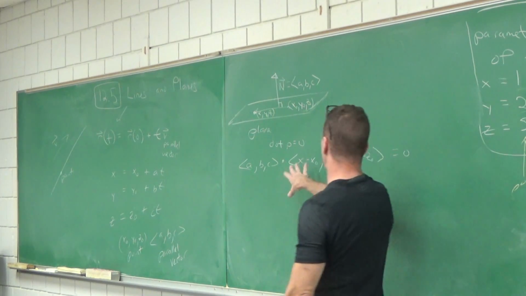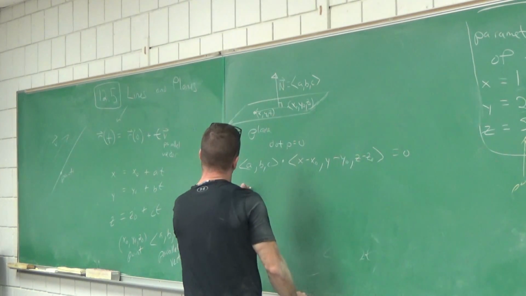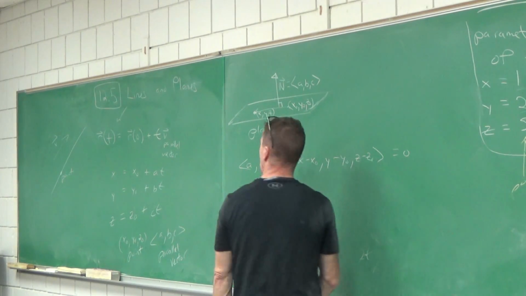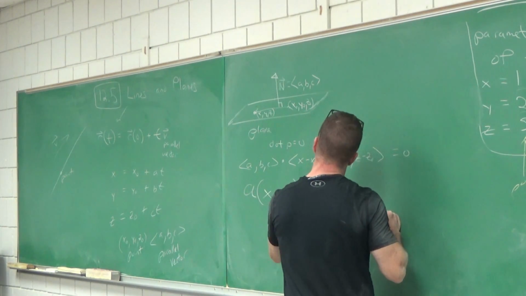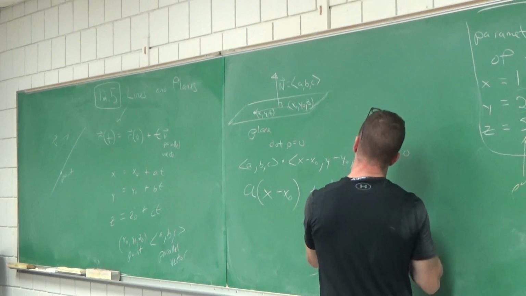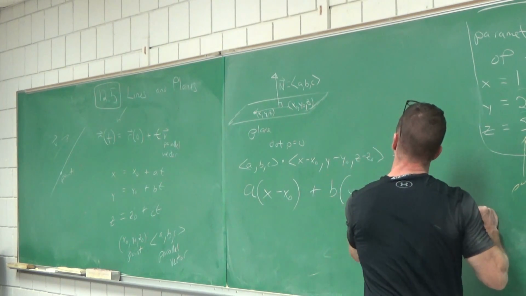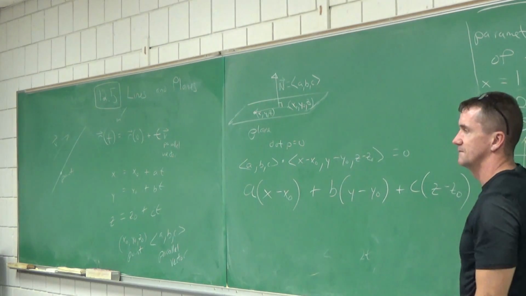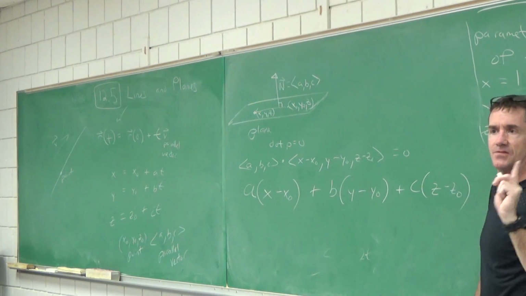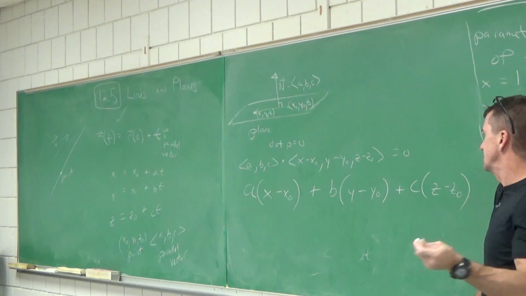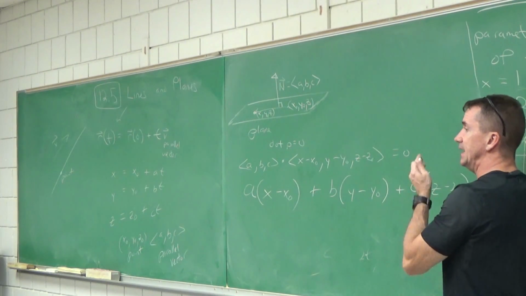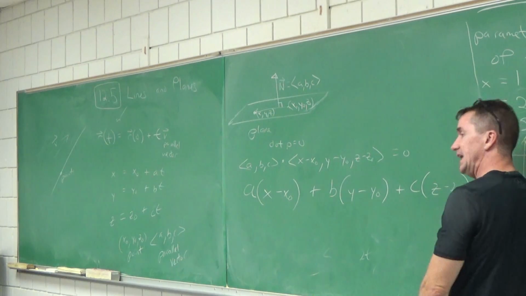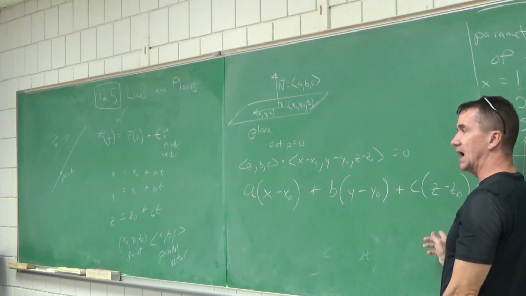But let's write this bit, that looks weird. How about this? A times, this is what I'm going to leave up all class, A times x minus x naught plus b times y minus y naught plus c times z minus z naught. And I don't want you to forget this on the test. Is that it? Is that the equation of a plane? Hold up. Equals what? Equals 0. Always, dot product equals 0.